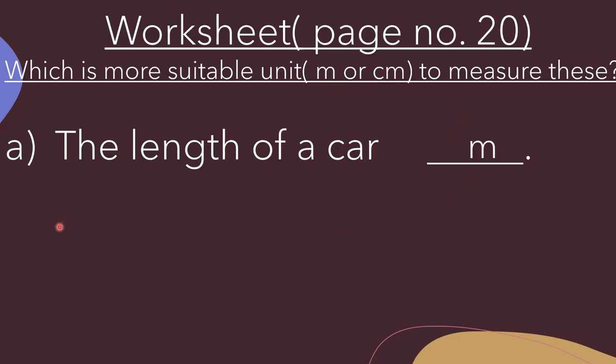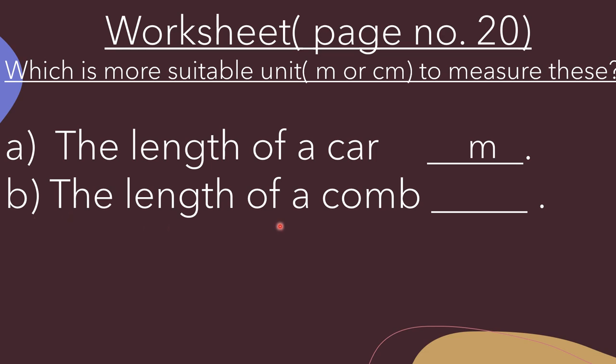Okay, now in B part, the length of a comb. Length of a comb, comb means कंघी, which we use in our hair. Okay, so to find out the length of a comb, here the suitable unit is centimeters. We can measure it in centimeters. Okay, so we will write cm for that.